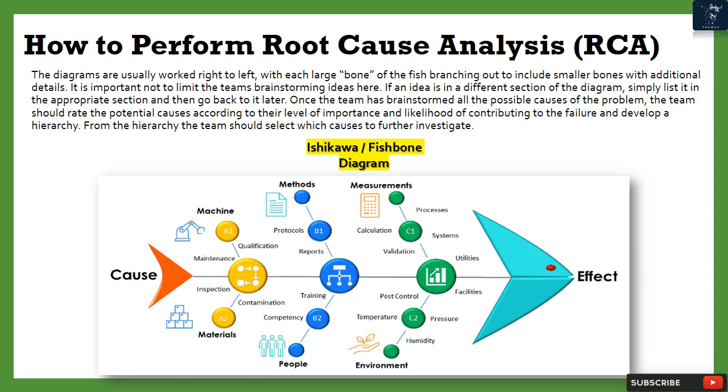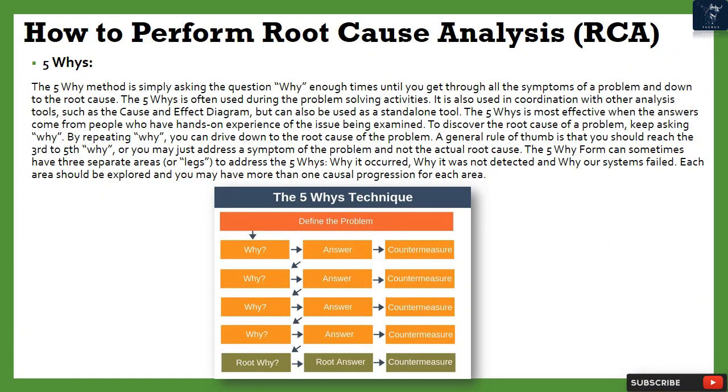Five whys. The 5 whys method is simply asking the question why enough times until you get through all the symptoms of a problem and down to the root cause. The 5 whys is often used during the problem-solving activities. It is also used in coordination with other analysis tools, such as the cause and effect diagram, but can also be used as a standalone tool. The 5 whys is most effective when the answers come from people who have hands-on experience of the issue being examined. To discover the root cause of a problem, keep asking why.